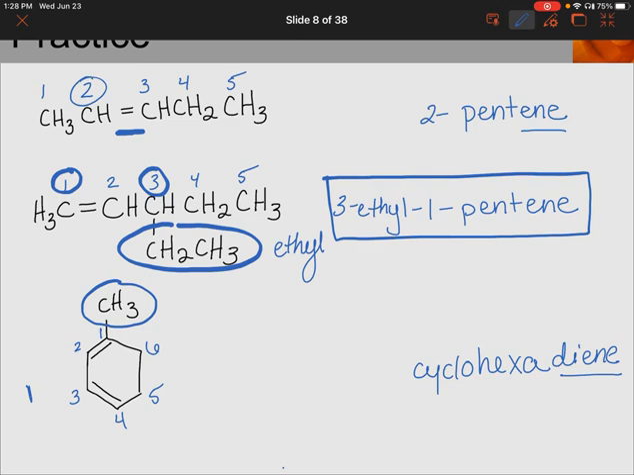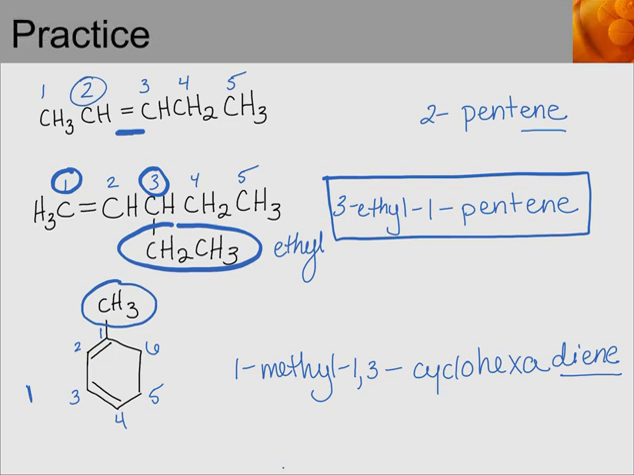Okay, so let's just indicate where the double bonds are. So they're at carbons 1, 3, and then our methyl group is at carbon 1. Okay, so the full name is 1-methyl-1,3-cyclohexadiene. Okay, so I hope that helped a little bit with learning how to name alkenes. And again, it's very similar to naming alkanes, but you just have to keep in mind that double bond and use a different ending there. All right, so I will see you in the next video.